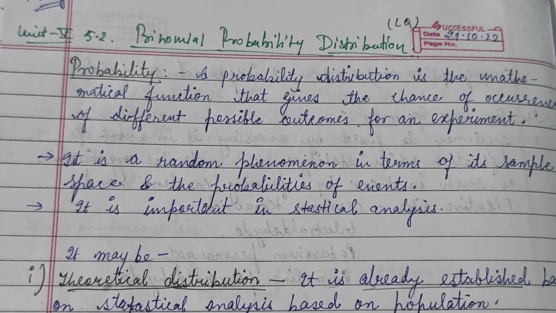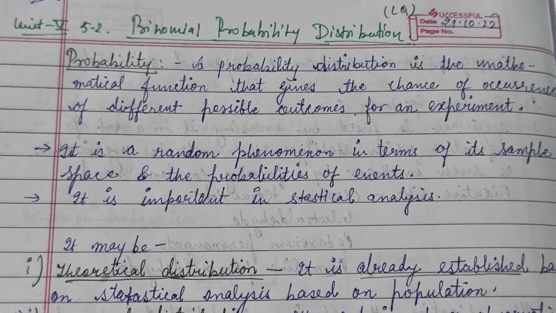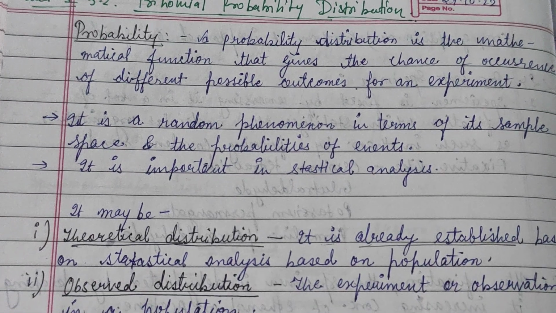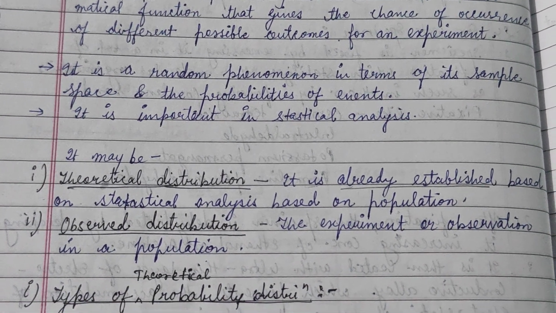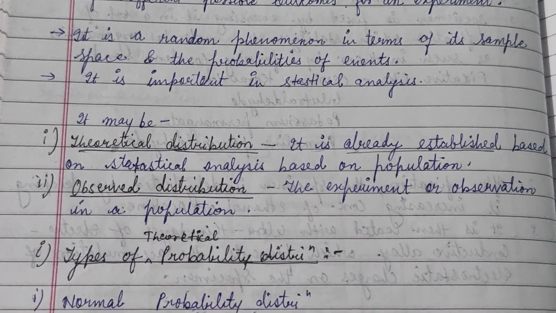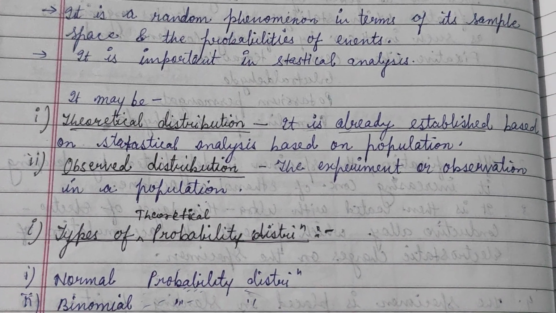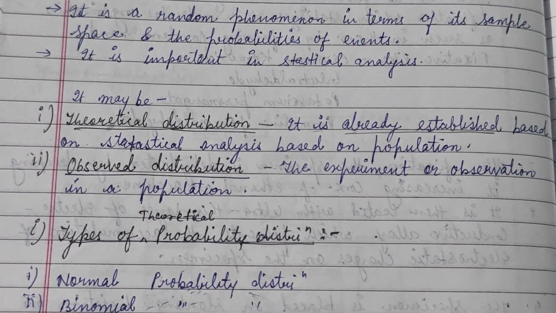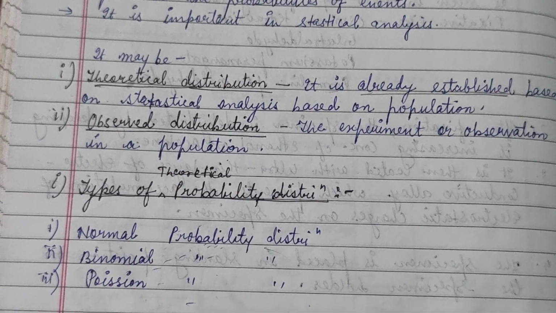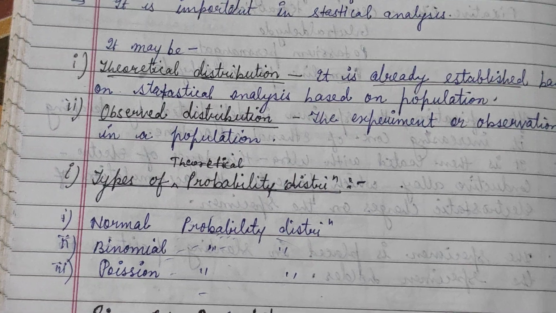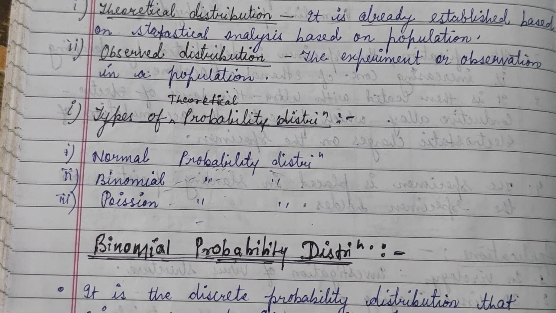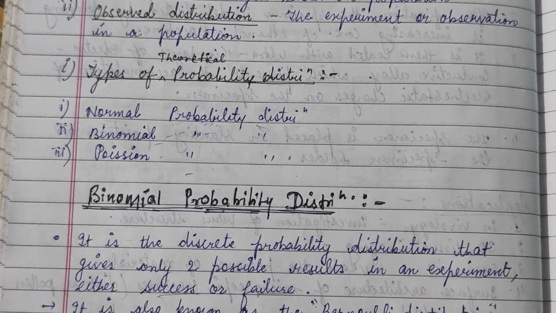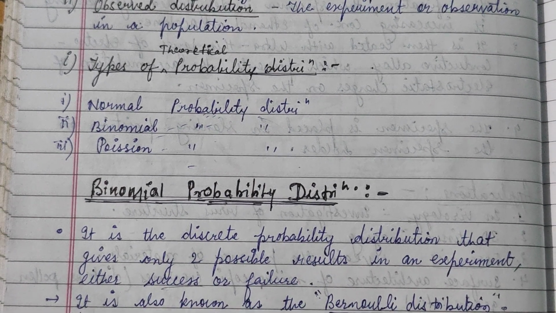Hey guys, here's another video on the topic binomial probability distribution. A probability distribution is a mathematical function that gives the chance of occurrence of different possible outcomes for an experiment. It is a random phenomenon in terms of its sample space and the probabilities of events. It may be theoretical or observed distribution. The types of theoretical probability distribution are the normal, binomial, and the Poisson probability distribution.